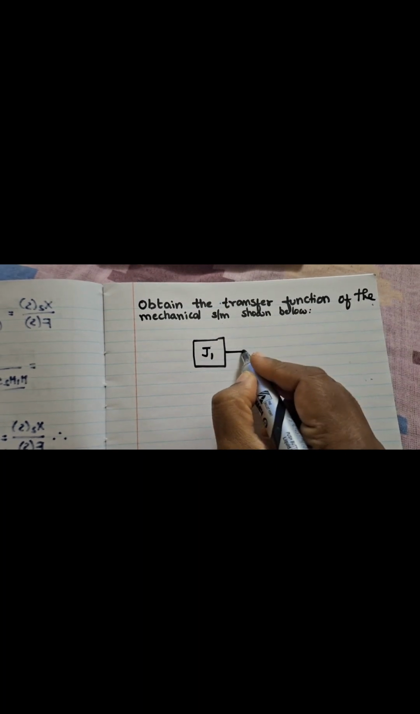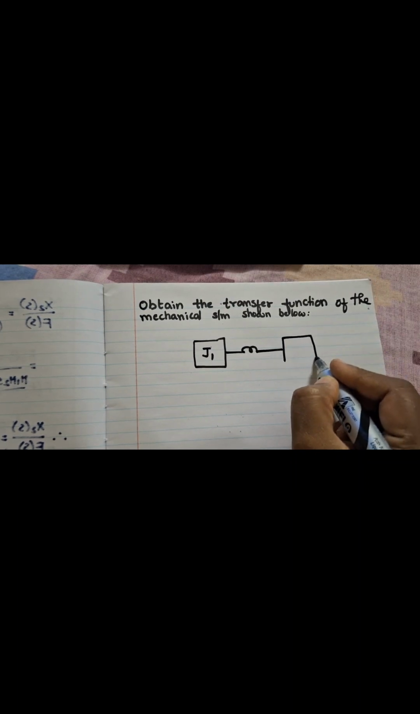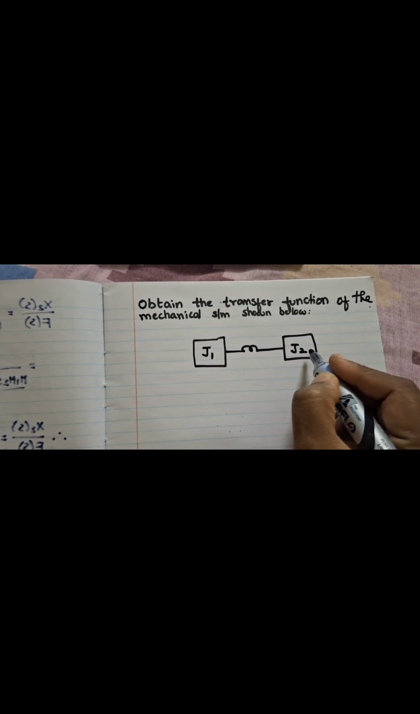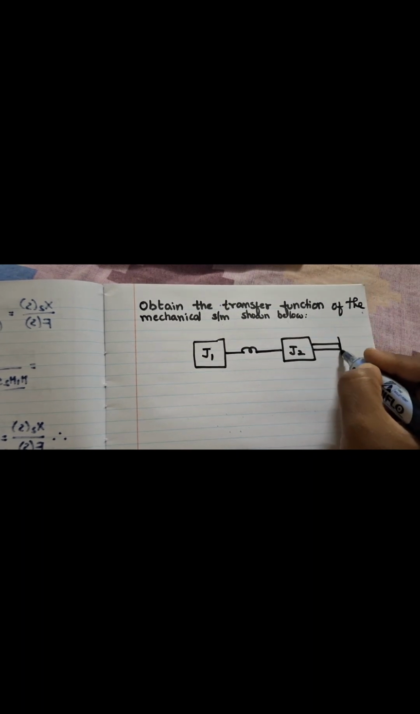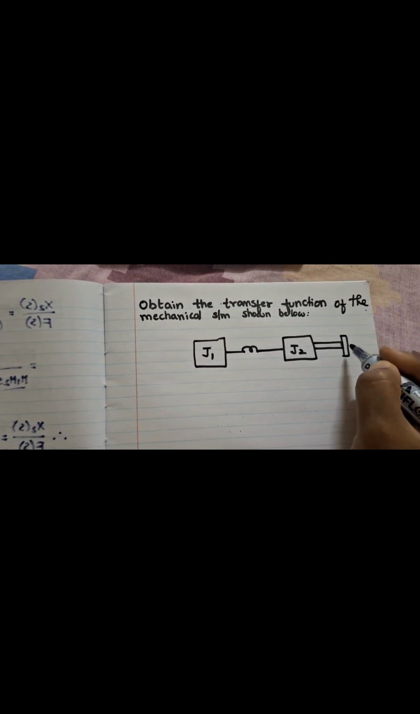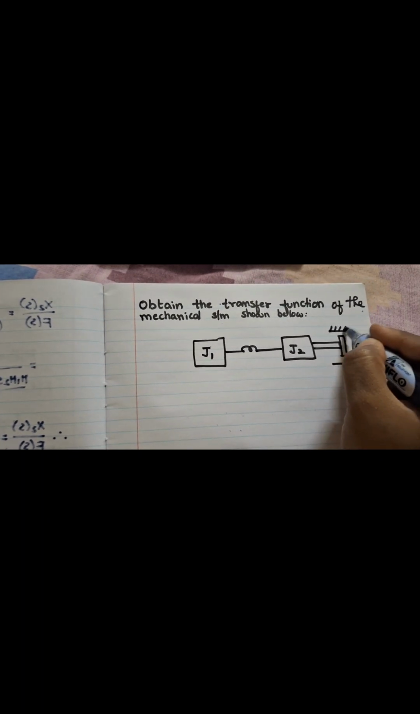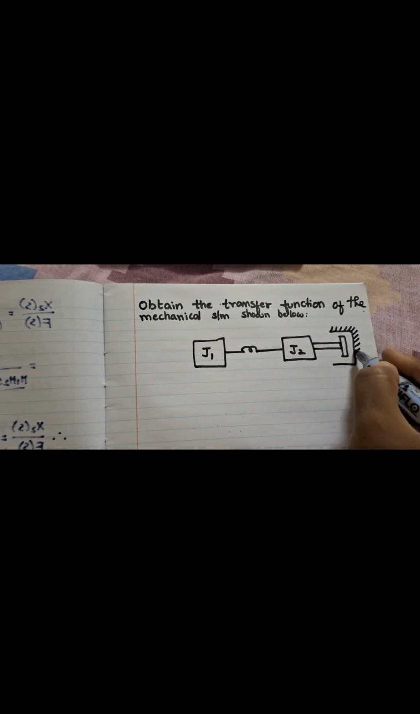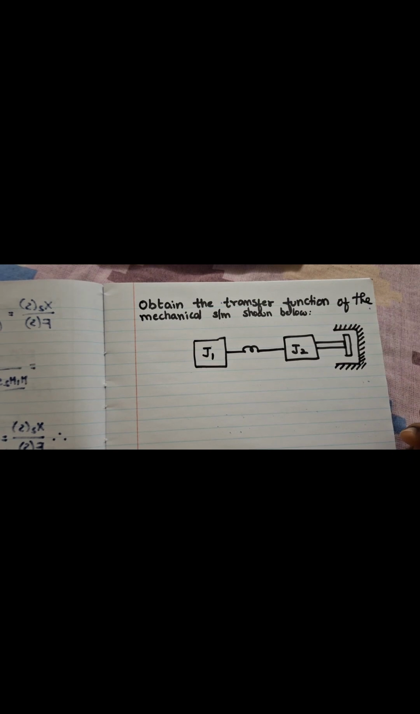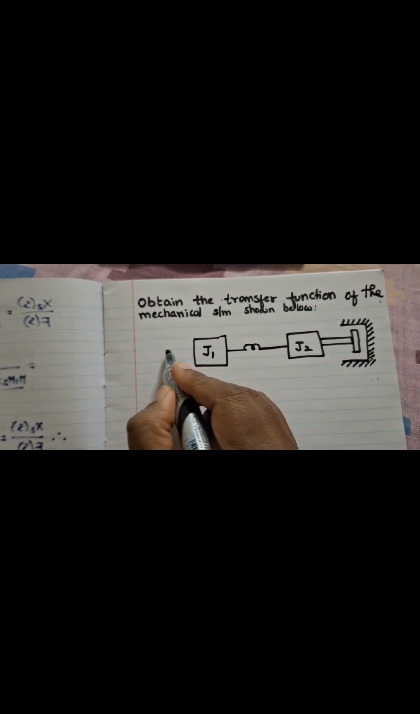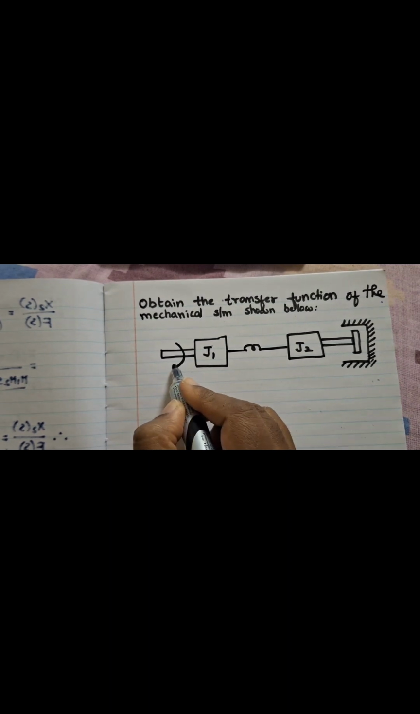So translational means, what did I say? I was at one position, you applied a force on me, so I was moved from one place to the other place. Rotational means you kept me on a table and you are rotating the table, so I am going around, so I am in a rotational mode. So now this system is called a rotational system. The question is given as obtain the transfer function for the mechanical system.